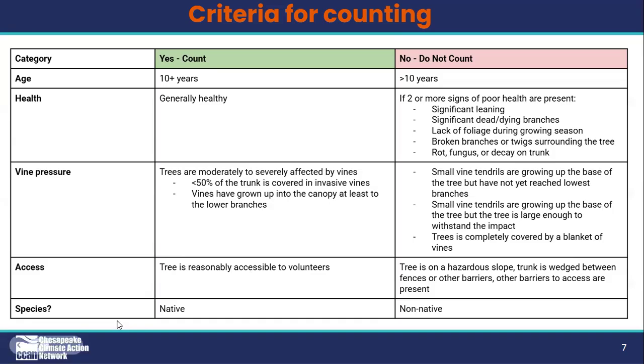And then species I put on here with a question mark because I really don't want people to worry about that too much. Obviously we want to save our native trees. And something like tree of heaven, that's an invasive tree. If you see a tree of heaven that's covered in English ivy, we don't worry about that as much. I think that would be more difficult to consider than it's worth. So I would say don't worry about that one as much as the other categories on here.